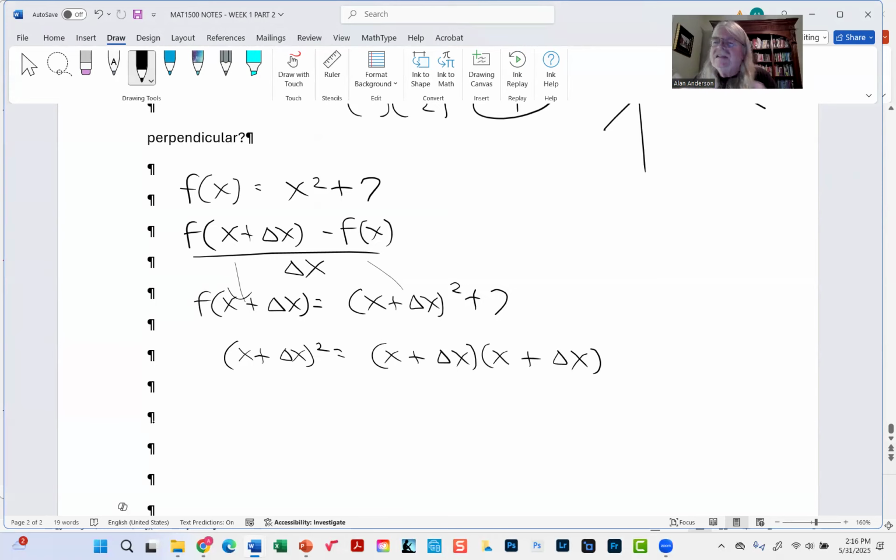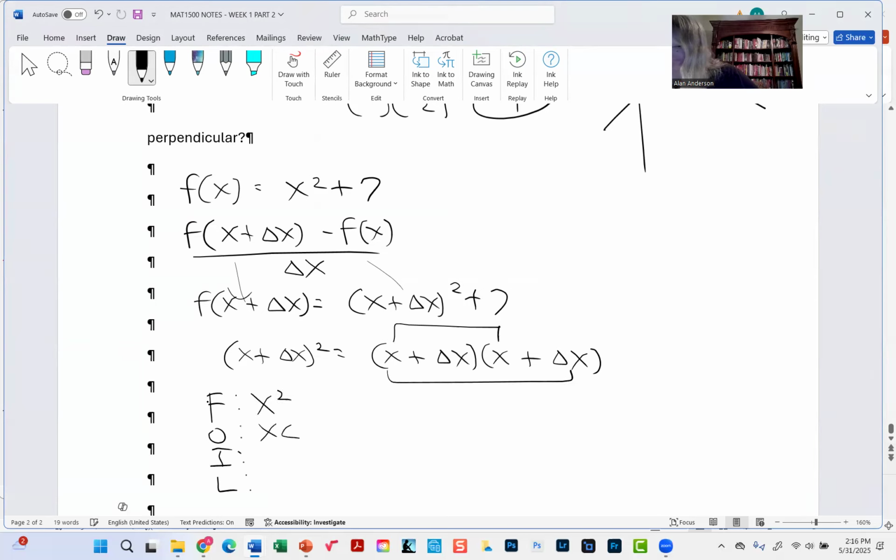In my day, we would have been shown how to do this using a technique called FOIL. Whenever you have a setup like this, where you're multiplying two binomial expressions, you can use FOIL. I've been told in my classes that there are people who've never heard of this name before. It's an acronym. It just means you multiply the first terms, the outer terms, the inner terms, and then the last terms, and then just add them up.